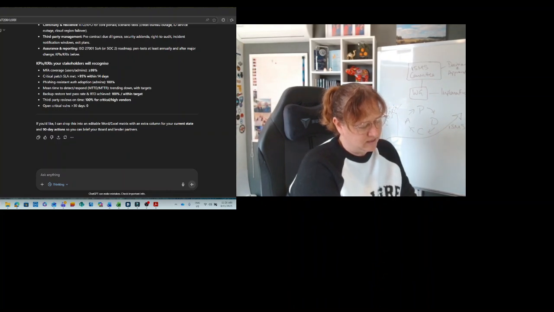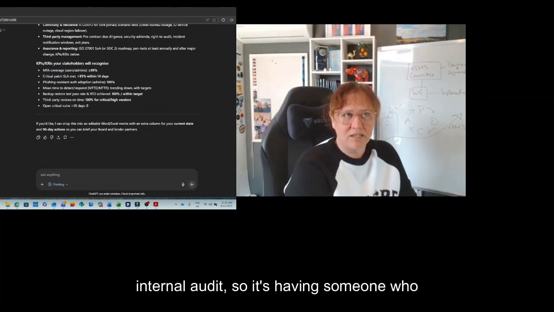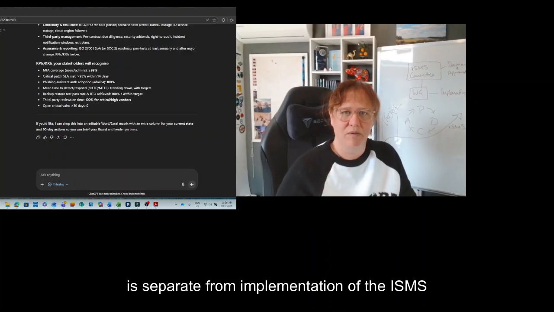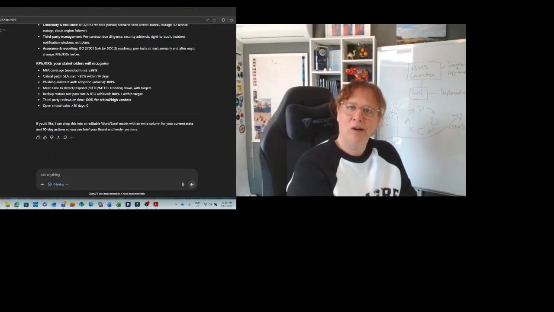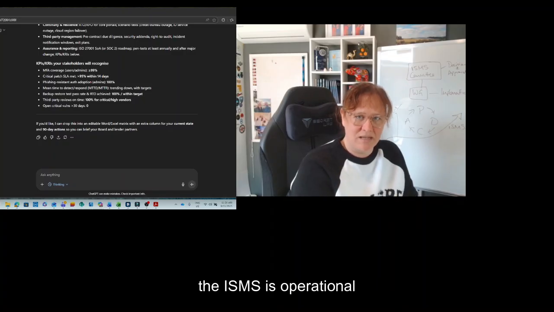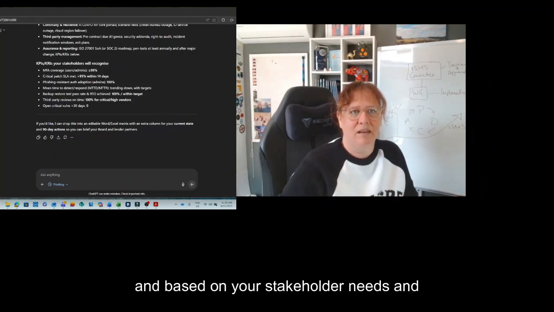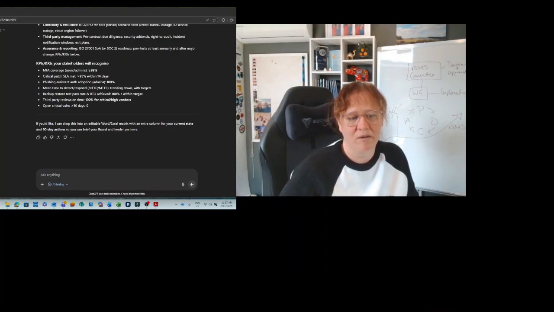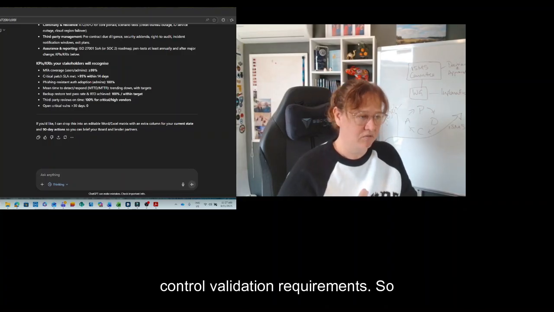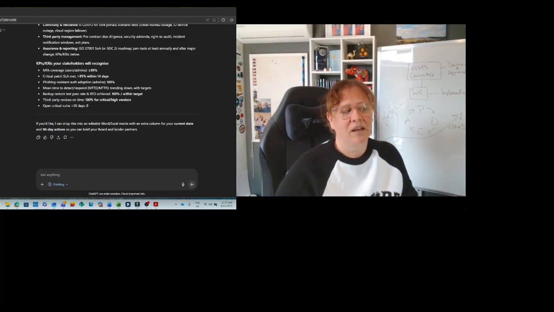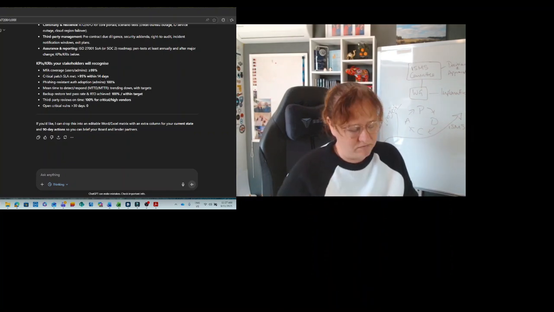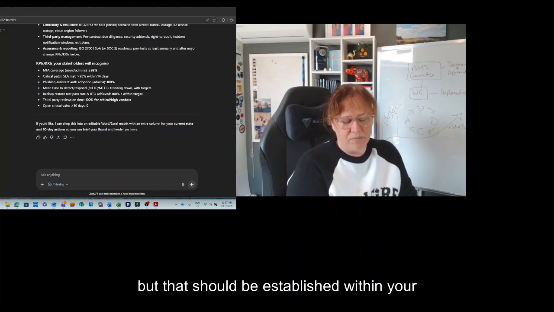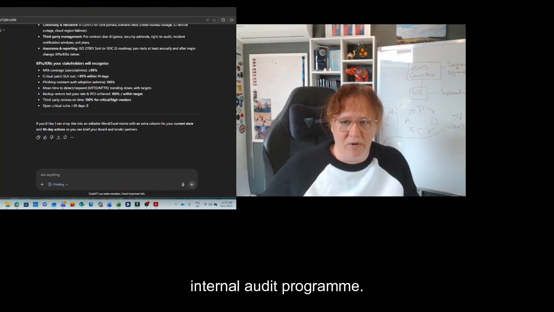Performance evaluation includes internal audit, so it's having someone who is separate from implementation of the ISMS to actually review, validate that the ISMS is operational, and based on your stakeholder needs and expectations, they may have a higher frequency of control validation requirements. So some areas you may have to audit, do a deep dive audit every 6 months, for example. But that should be established within your internal audit program.